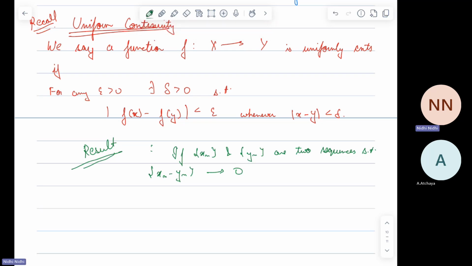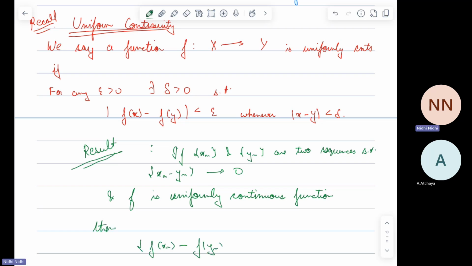If xn and yn are two sequences such that xn minus yn is converging to 0, and f is a uniformly continuous function, then the sequence f(xn) minus f(yn) should also converge to 0.